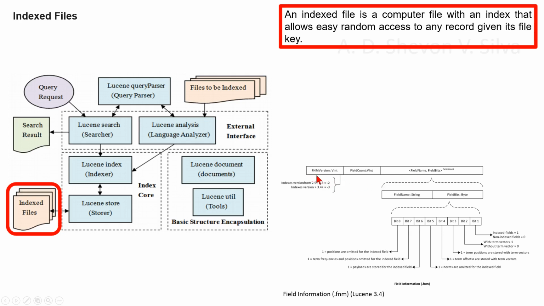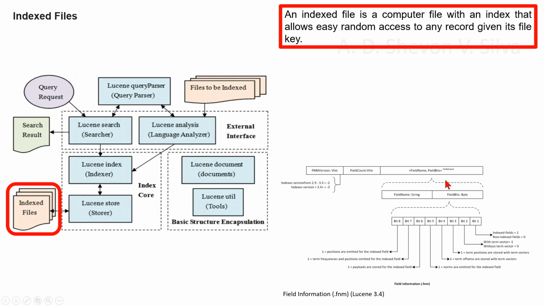Here you can see fnm version vint. Index version from 2.9 to 3.3 is -2, and index version from 3.4 plus is -3. Next you can see the field count vint, and next field name and field bits. Here field name is a string.